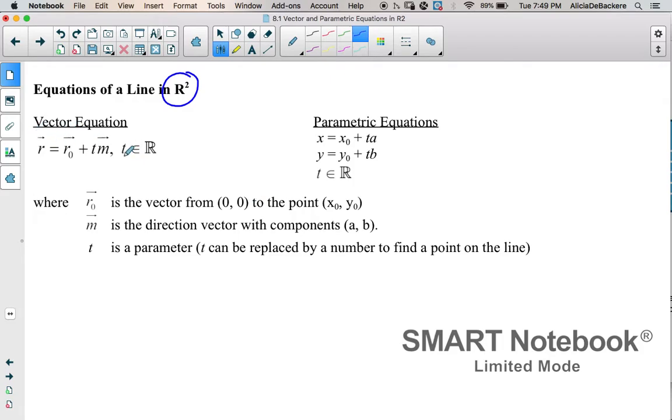And I'm going to define here that T belongs to the set of real numbers. So T is just a scalar multiple in front of my direction vector. And I've defined all these guys down here. So remember that R naught is going to be a vector that goes from 0, 0 to a point on the line. So what's going to show up here, the x naught, y naught, is going to be the head of the vector. But this is a point on my line.